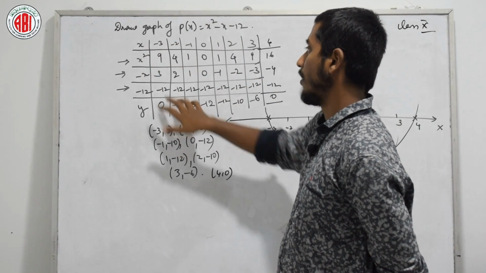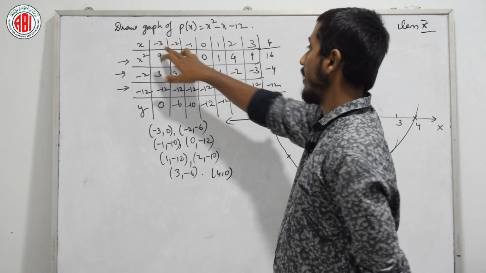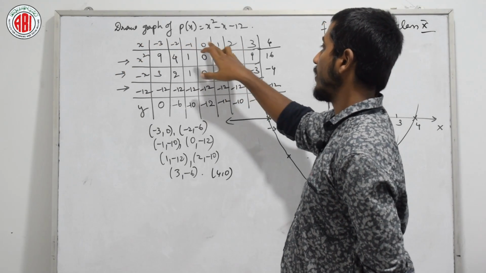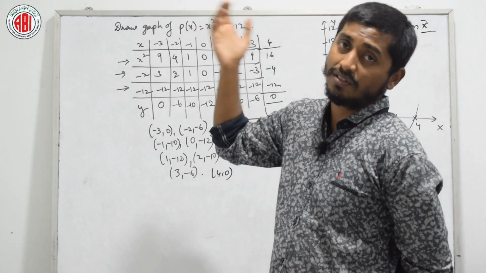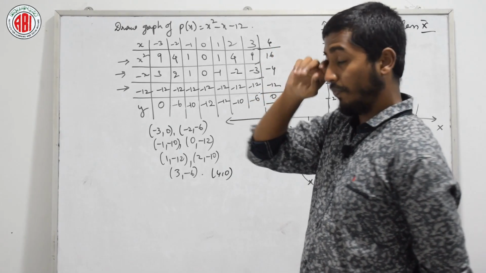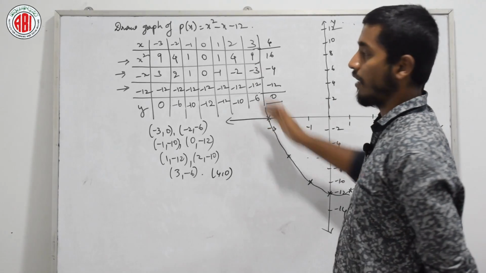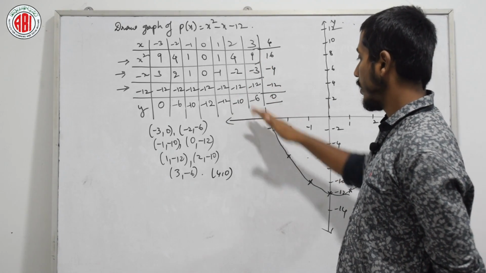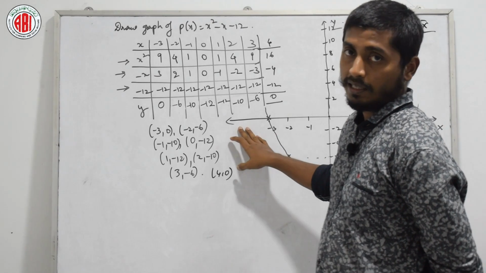Just draw a tabular column, assuming the values of x as different values, that is, let us assume -3, -2, -1, 0, 1, 2, 3 and 4. You can extend it up to any values, just you have to key in which value has to be substituted. These are the basic values, so that you will get a graph and you can extend it according to the next point. Okay, yes or no?